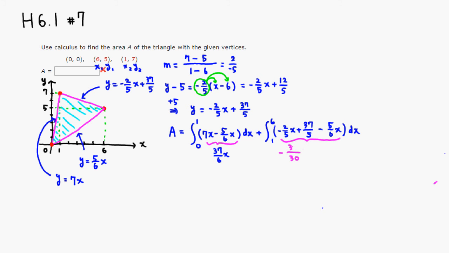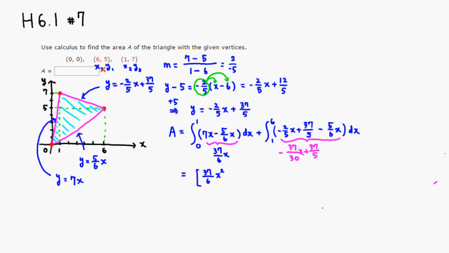So 37 plus x time, plus 37 over 5. All right, so we got that. All right, so let's go from there. So the antiderivative of this guy would be 37 over 6, then you have x squared and divide by 2.